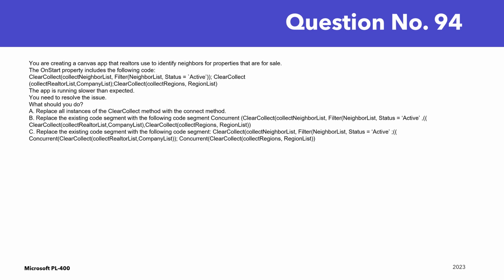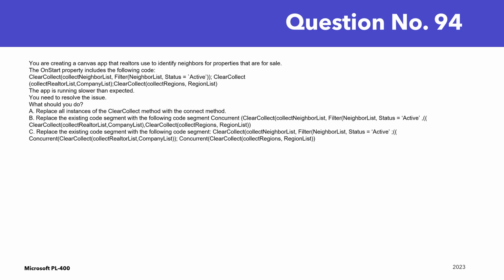What should you do? A. Replace all instances of the ClearCollect method with the Connect method. B. Replace the existing code segment with the following code segment: Concurrent, ClearCollect neighbor list, Filter neighbor list, status equals active, ClearCollect realtor list, company list, ClearCollect regions, region list.